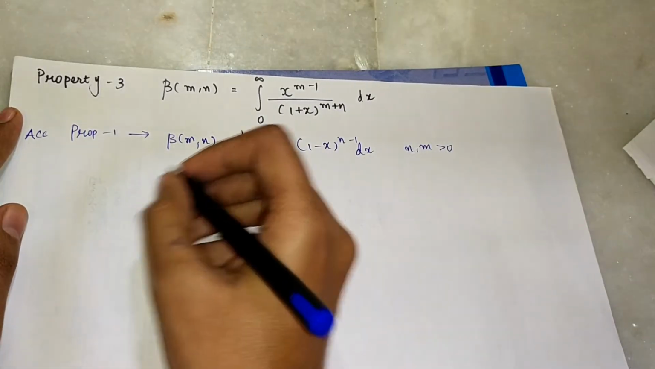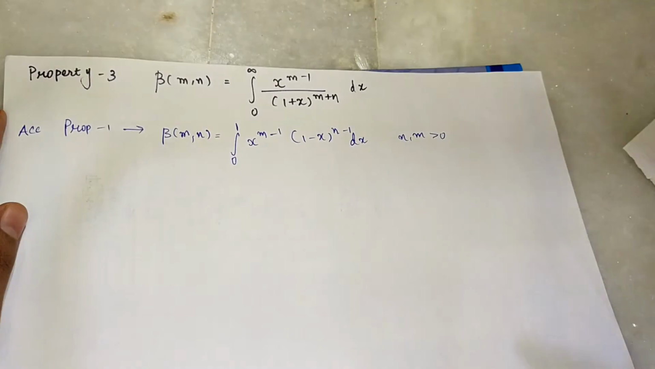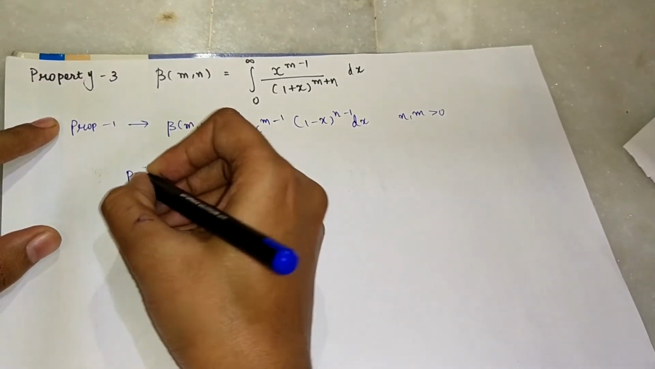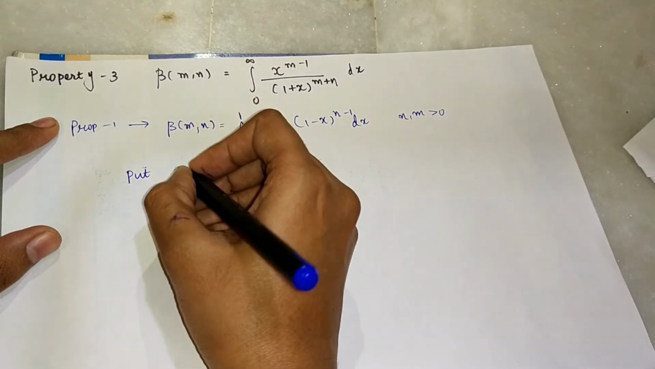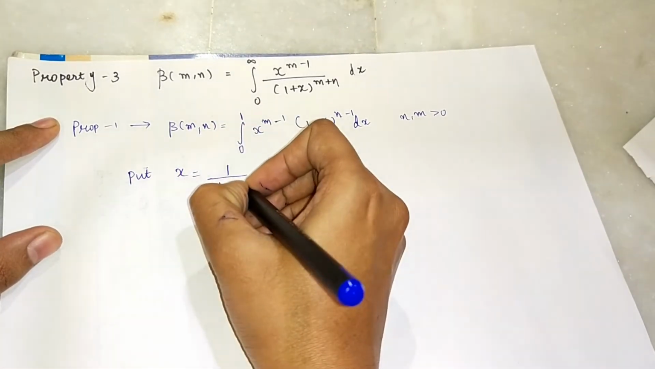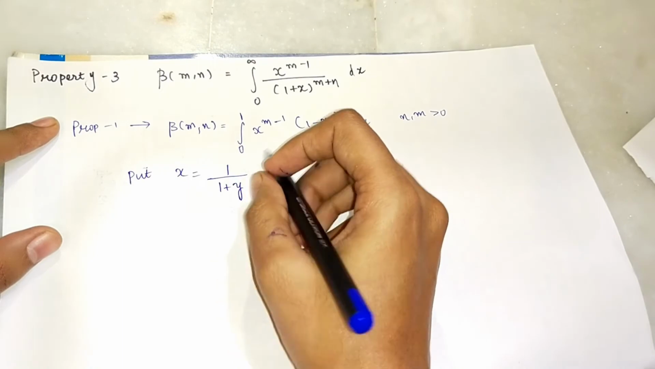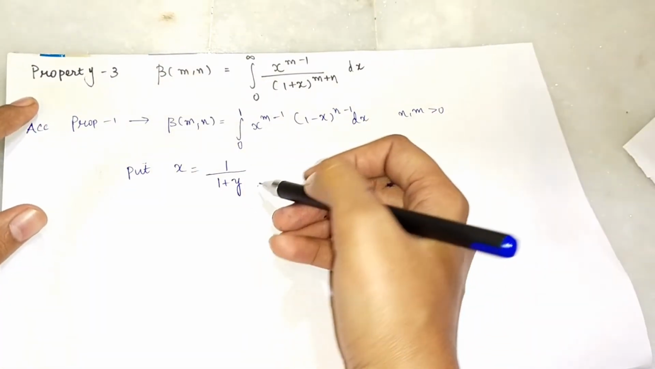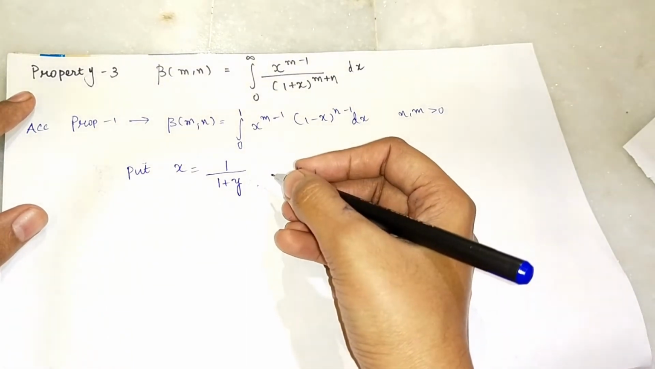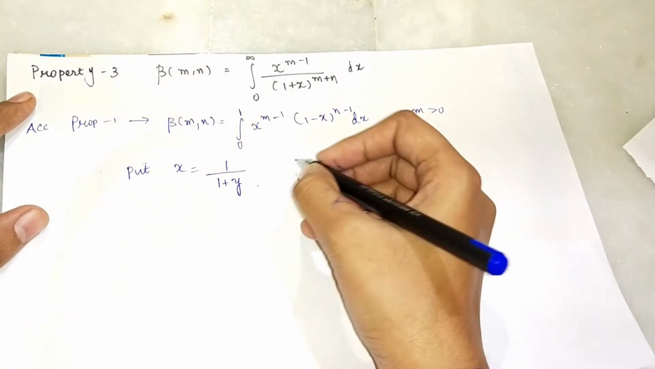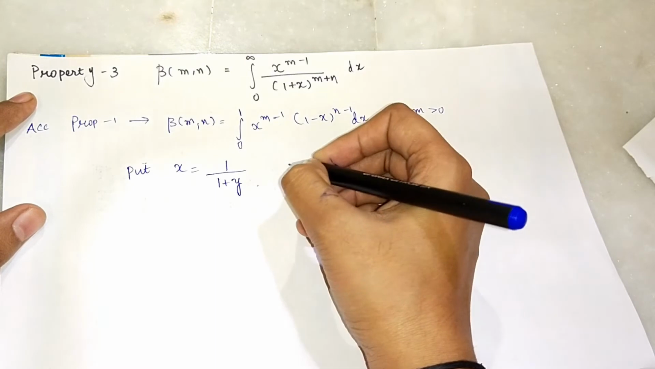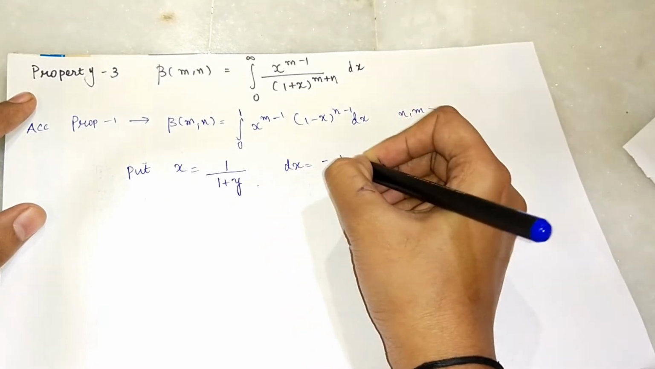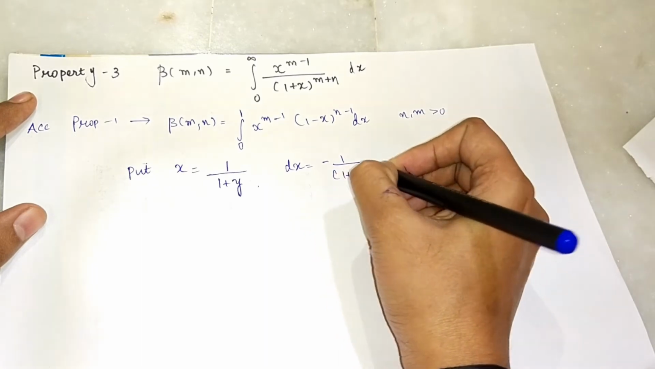So for proving property number 3, we will put x equal to 1 upon 1 plus y. We consider the value of x as 1 upon 1 plus y, and differentiating both sides we get dx equal to minus 1 upon 1 plus y whole square dy.